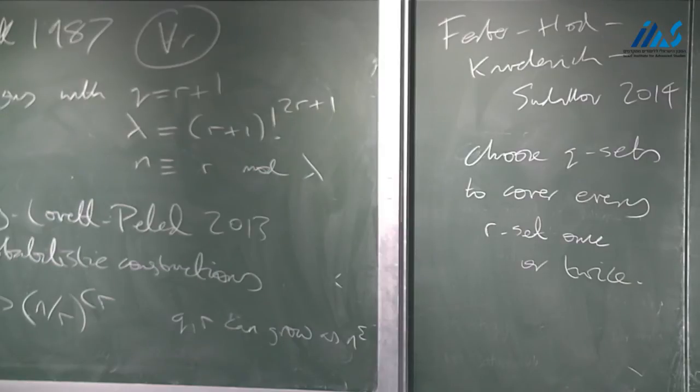Exactly. So that's a trivial example. But this lambda is not that big. I mean, it's (r plus 1) factorial. What is it over there? It doesn't depend on n. It doesn't grow with n. Actually, it does grow with n. I don't know how they compare. Ron can tell us later in the week.